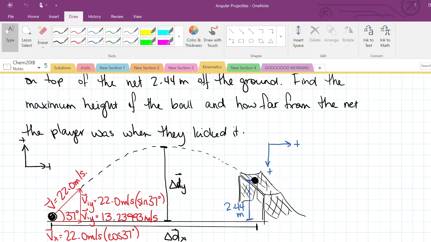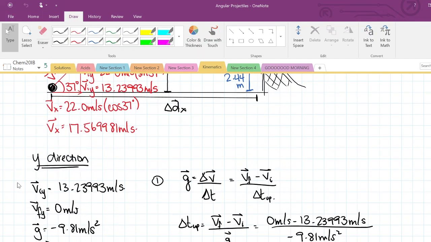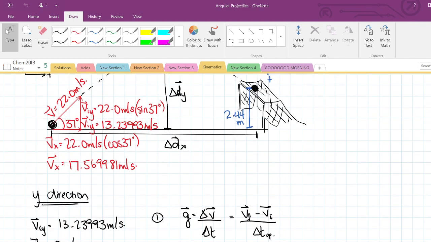Now I've set everything up. For this beginning portion, what I want to figure out is how high the ball is moving, so I'm looking at things in the y direction. Because the object's traveling in this general direction, I've said that up is positive since the ball is traveling up, and right is positive since the ball is traveling toward the right. So in my y direction, the initial y component of the velocity is 13.23993 meters per second. I calculated that here.